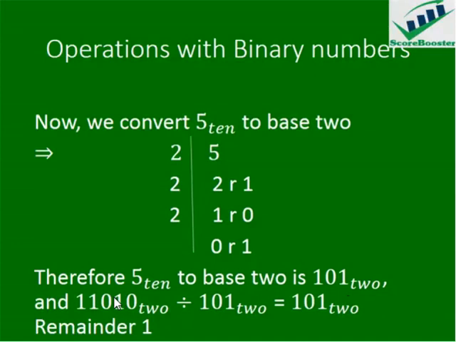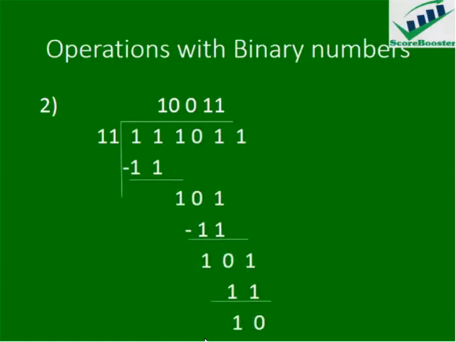So now you can see that 11010 base 2 divided by 101 base 2, which is saying 26 base 10 divided by 5 base 10, is equal to 5 base 10, which is 101 base 2 remainder 1. So that is that.